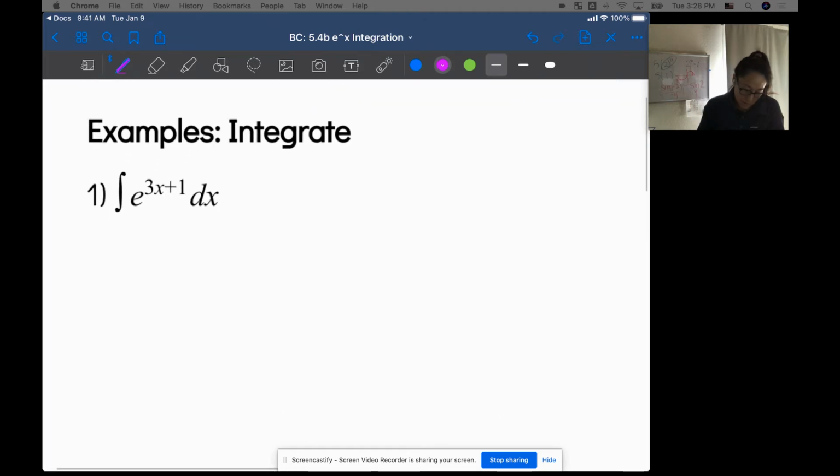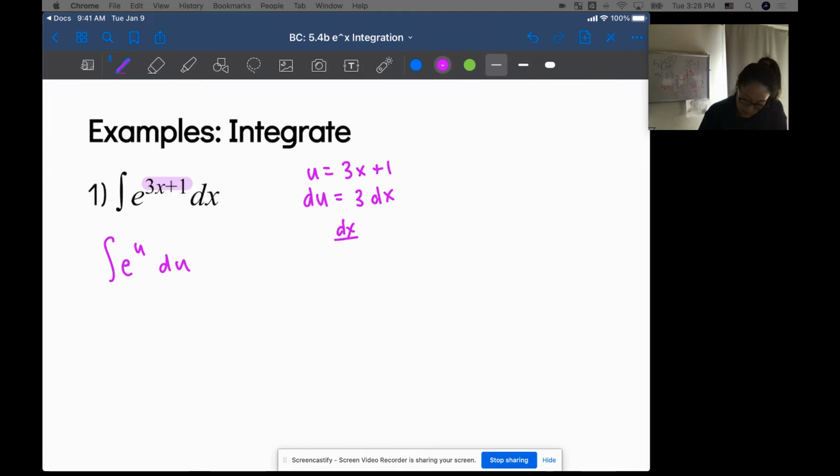All right, let's integrate. I need to take my exponent and set that equal to u, because I know how to integrate e to the u du. So let's figure out what our du is going to be. The derivative of u is du dx, and then I'm going to take the derivative of the right, which is 3, and then dx. So I'm going to move the dx over to the other side. Okay, so I get dx is equal to du over 3.